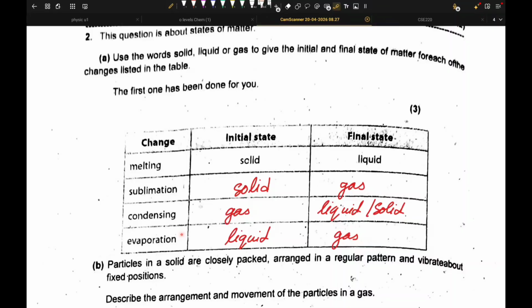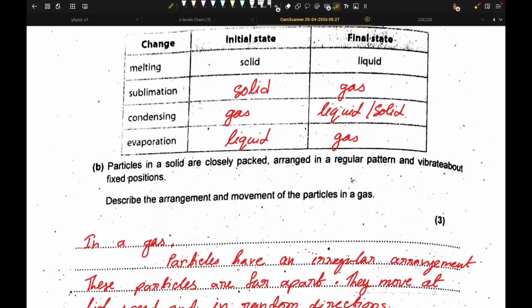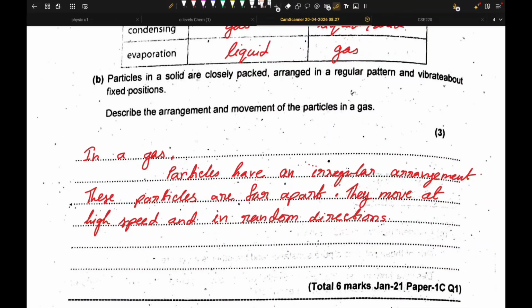And then we have evaporation, where the liquid is turning into gas. My mistake, not liquid gas, liquid is turning into gas. Now, we have question number B here, where they are stating that particles in a solid are closely packed, arranged in a regular pattern, and vibrate about a fixed position. Describe the arrangement and movement of the particles in a gas.